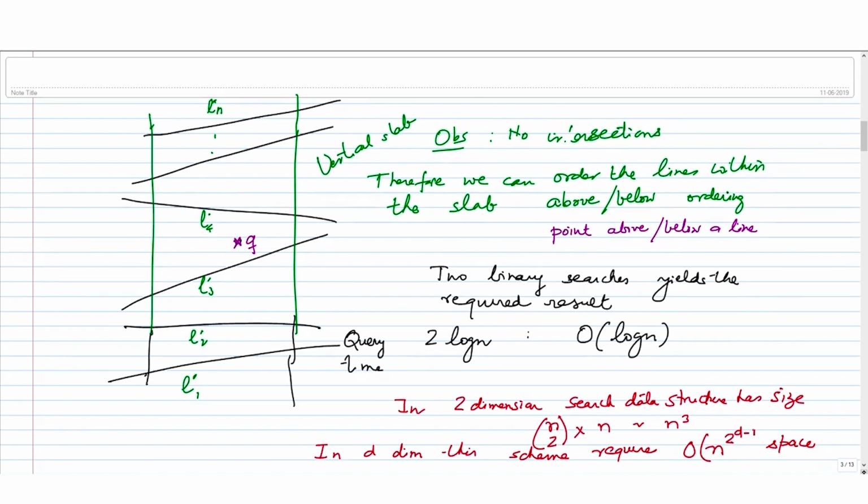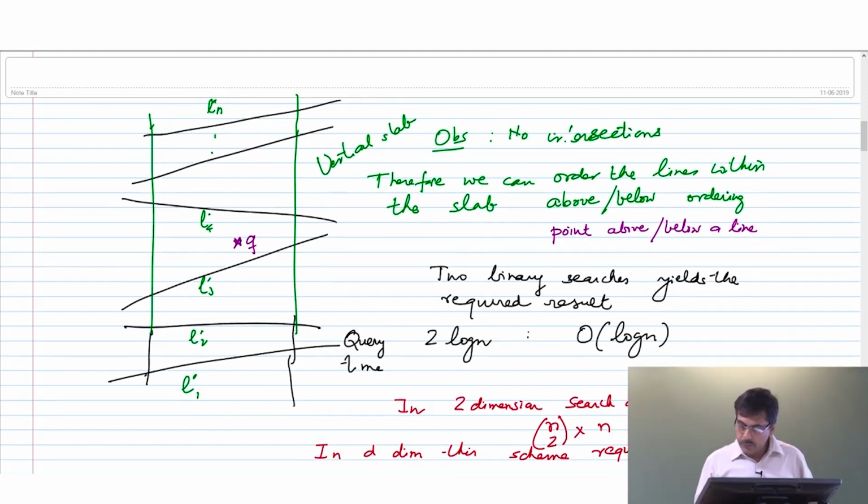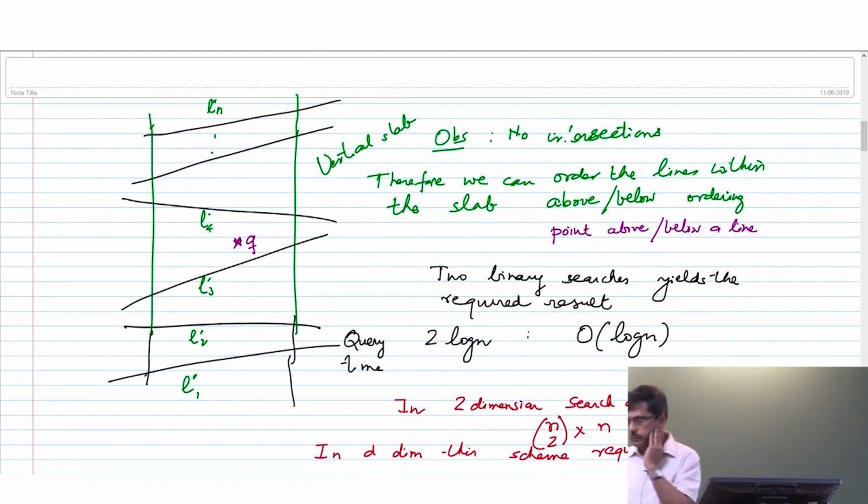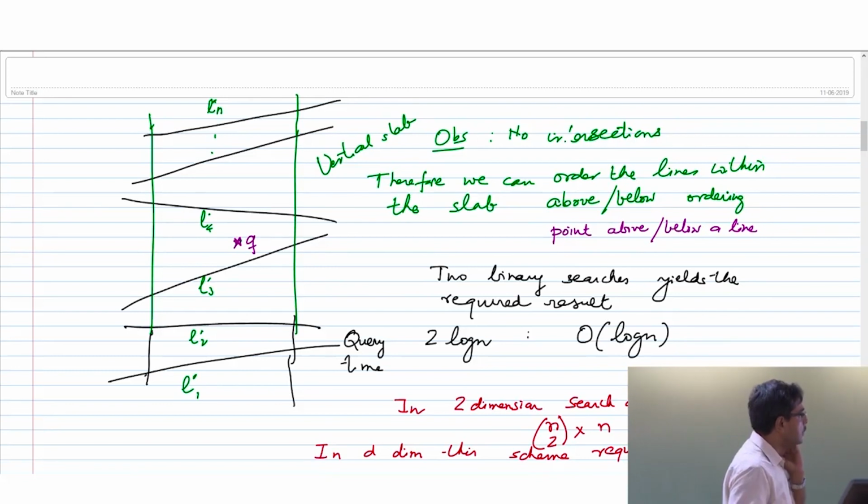So it is 2 to the power d minus 1. It is not 2 to the power d minus 1, it is 2 to the power d, minus 1, the whole thing. So if you have d equal to 2, it is 2 to the power 2, 4, minus 1, 3, so n to the power 3. Right? Well, at that rate even minus 1 does not make any difference, but yeah, that is true.